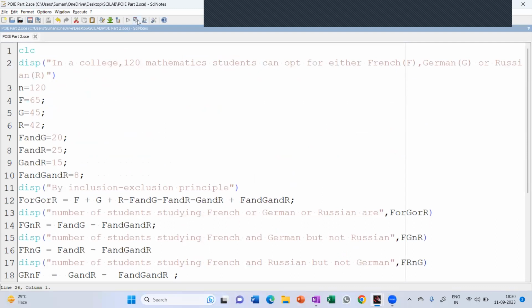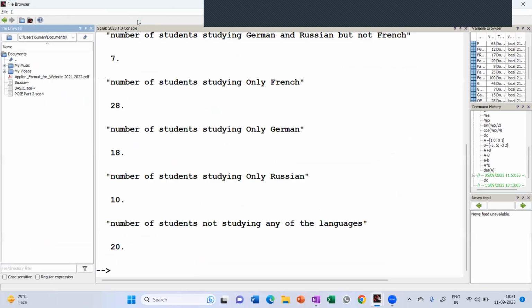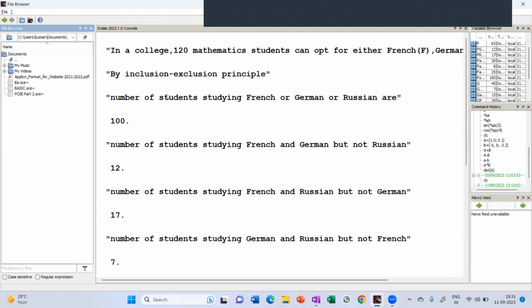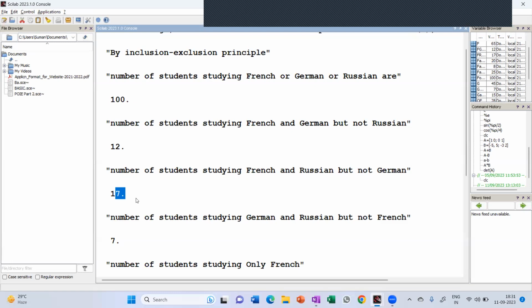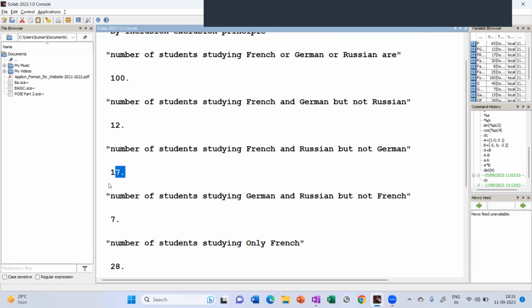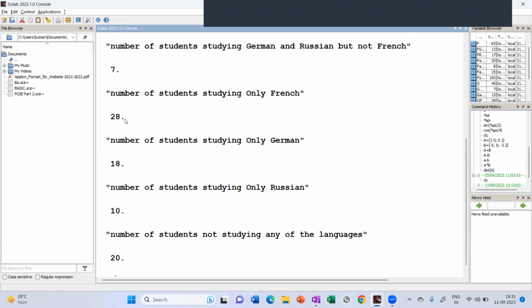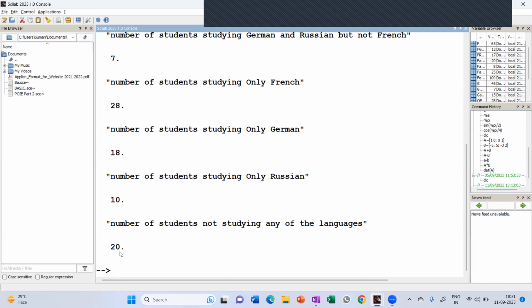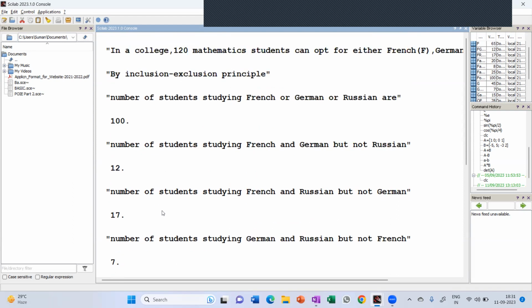After writing the code, you run it and get the output on your console window, as you can see. I think we had also got the same answer. 100 students were taking either of the languages. There were 12 students who have taken French, German, but not Russian. 17 students had taken French and Russian, but not German. And 7 students had taken German and Russian, but not French. There are 28 students who have taken only French, 18 only German, 10 only Russian, and 20 have not taken any of the languages. Okay, so I hope you all have understood today's practical.